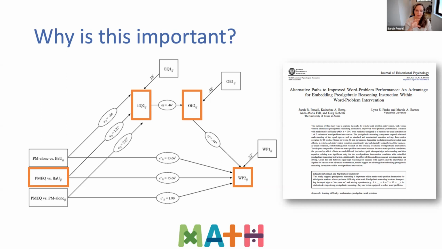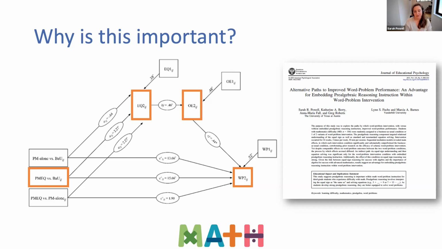And so if you'll focus on the orange rectangles here, that shows the significant pathways in this model. So for our Pirate Math Equation Quest students, which is PMEQ, versus students in the BAU, we see a significant path to understanding the equal sign. That's the EQ that you see in that second orange rectangle. So understanding the equal sign as a balance, understanding the equal sign as meaning the same as, we had an assessment that looked at equal sign understanding. And so we saw that that was really important for those Pirate Math Equation Quest students.